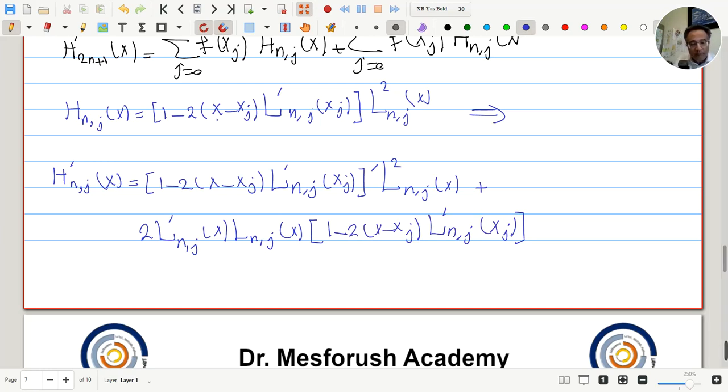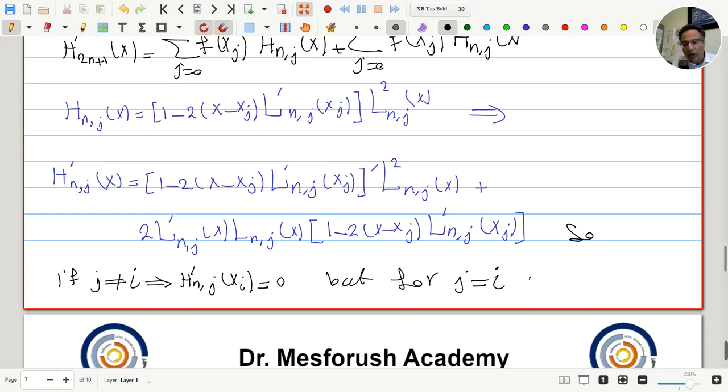Now, if you consider h'_{n,j} at x_i, if j is not equal to i, then h'_{n,j} at x_i will be, here, if i is not equal to j, this term will be 0, so this term totally will be 0, and also this term will be 0, so totally it is 0. So h'_{n,j} at x_i will be 0.